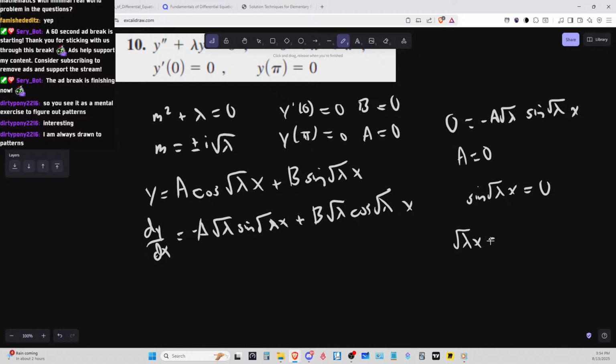Because I remember what Sascha did before. It's like, what was it? It's like pi over 2. Oops. Pi over 2 plus n pi. And technically, x is supposed to be pi in this case. So I feel like it's going to be the same thing, just written differently, I think.